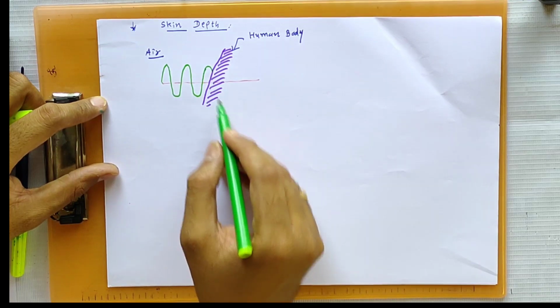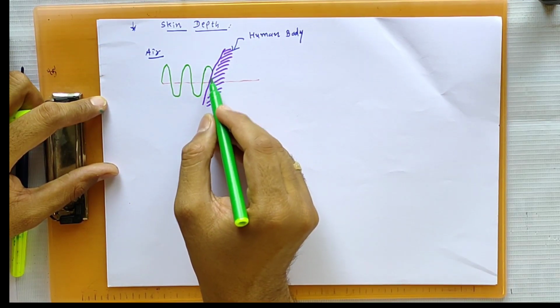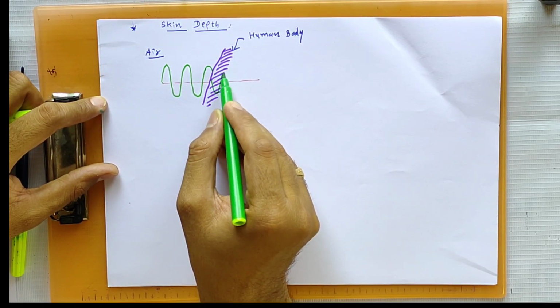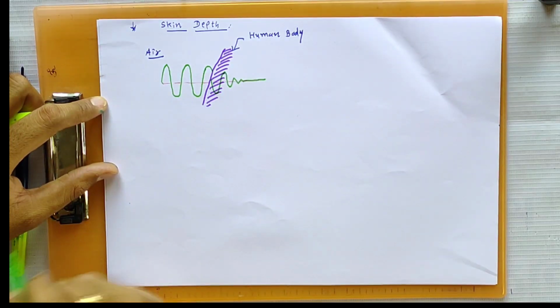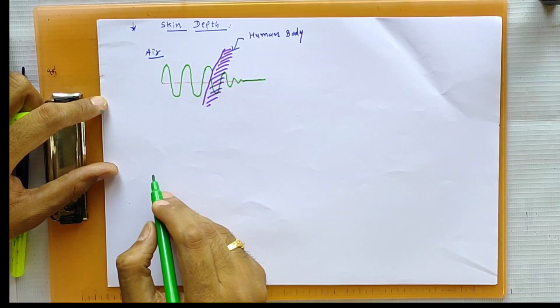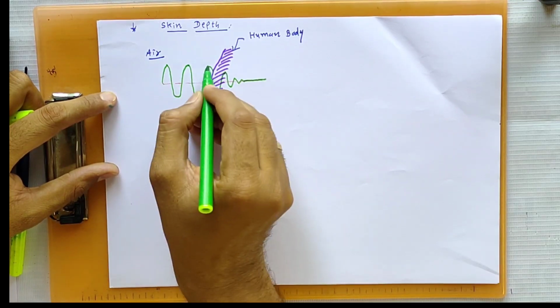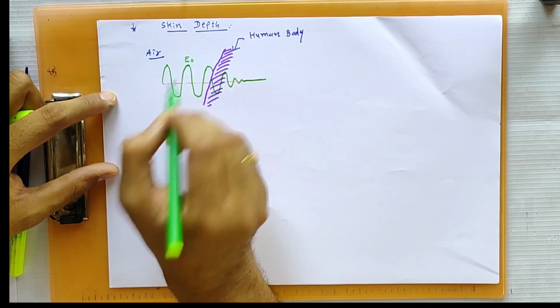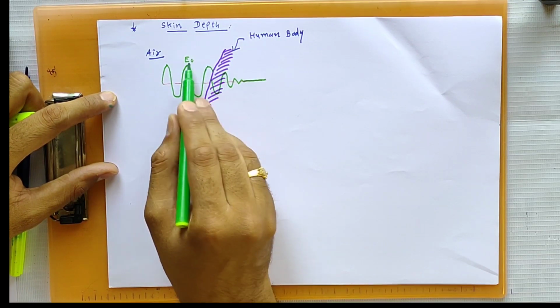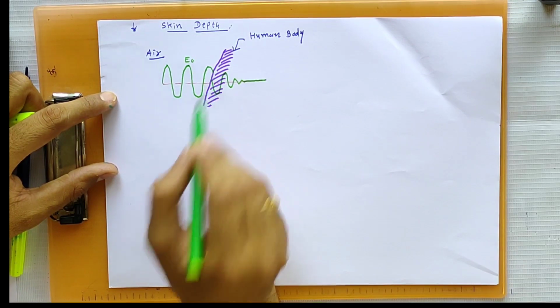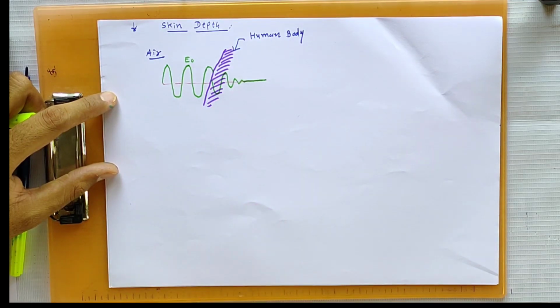When it is entering the other phase difference, now it is 0. You may notice it is 0. Suppose in free space this value is E0, but when this wave is entering into the human body, this maximum value is decreased. The maximum value is decreased.